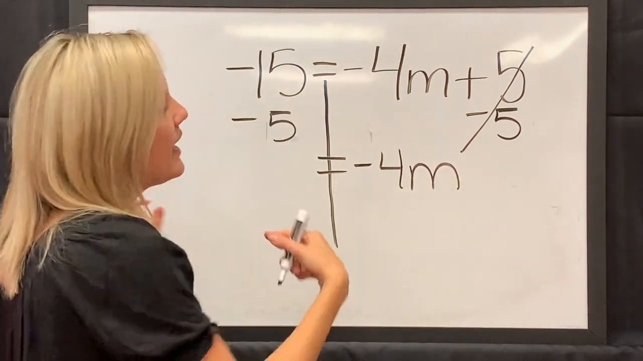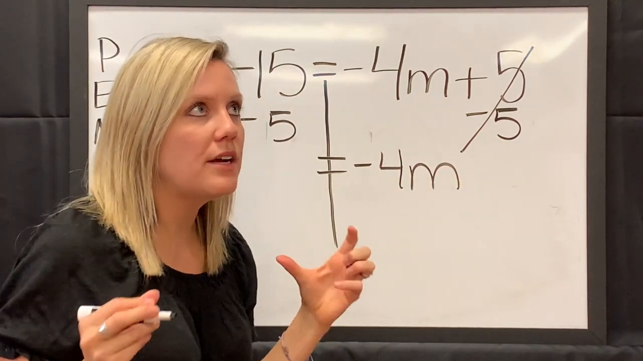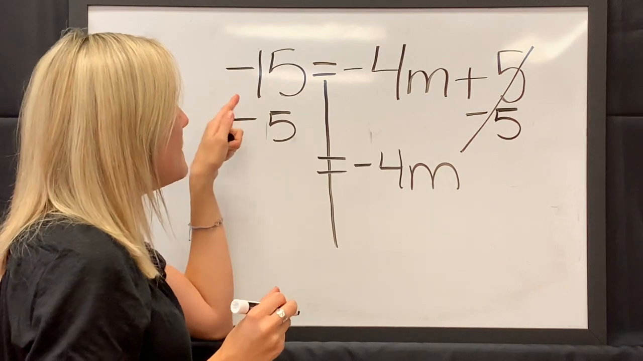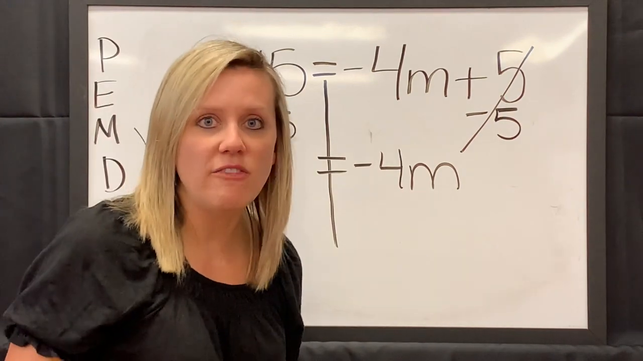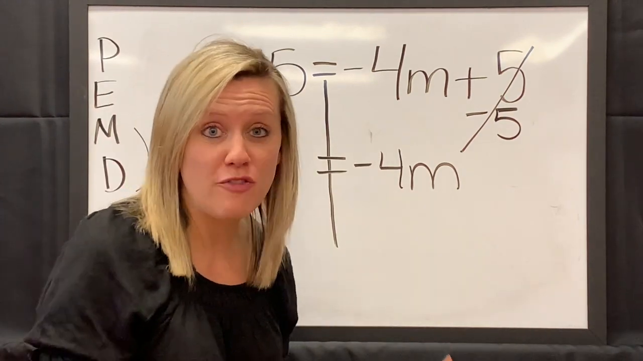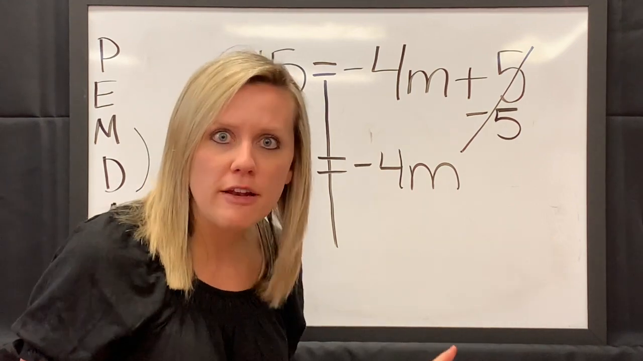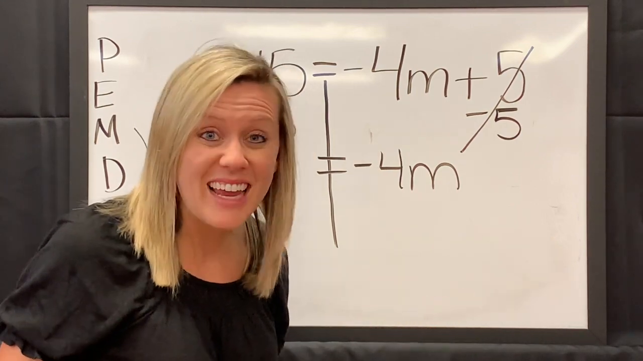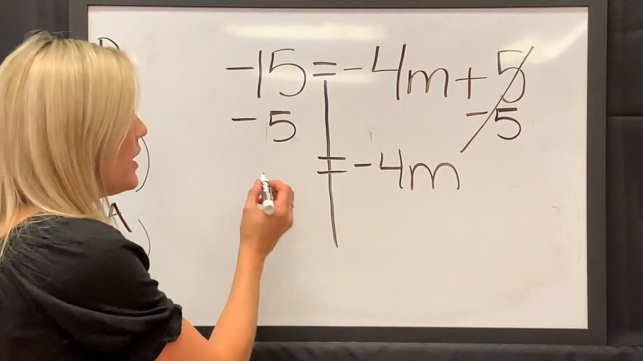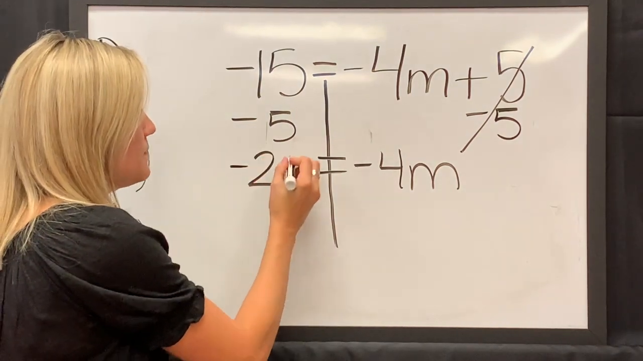Now this side, I kind of have to use a little bit of common sense, but negative 15 minus 5 more is like you're in debt 15 and you go spend 5 more. Well, your debt is going to go up. So we are going to be left with negative 20.